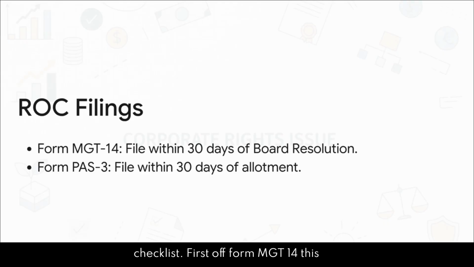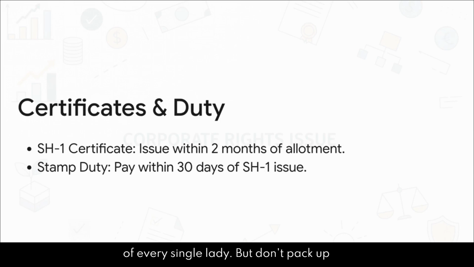First off, Form MGT-14. This must be filed within 30 days of your board resolution to officially register the board's decision. Second, and arguably most importantly, is Form PAS-3, which is the return of allotment. You have exactly 30 days from the actual date the shares are allotted to file this specific form with the Register of Companies, and it needs to be complete with the full list of every single allottee. But don't pack up just yet.